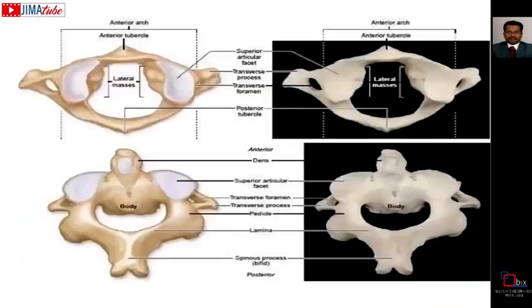This slide shows the parts of atlas and axis vertebra. We have superior articular facets and transverse process, transverse foramen and posterior tubercle. The axis shows the dens and the body, superior articular facet, transverse foramen, pedicle, and lamina. This is the spinous process.